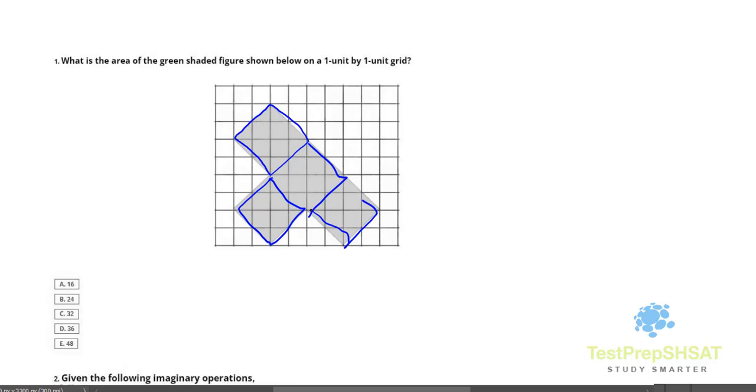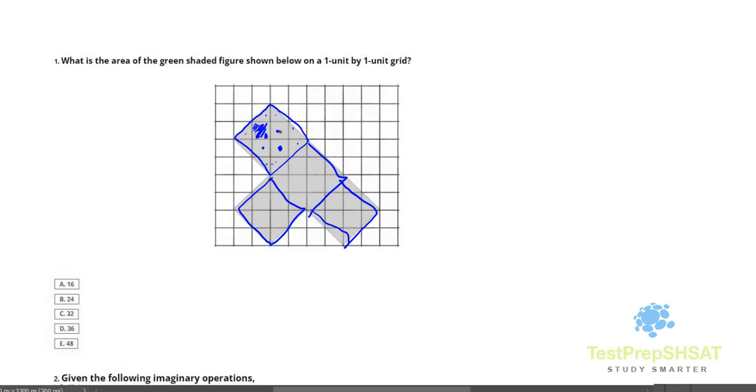And we know each grid represents 1 square unit. So one of those grids right there is 1 square unit. So I have 1, 2, 3, 4 of them within one of my squares. And then I have various half squares. 1, 2, 3, 4, 5, 6, 7, 8 halves. So that's another 4 full squares.